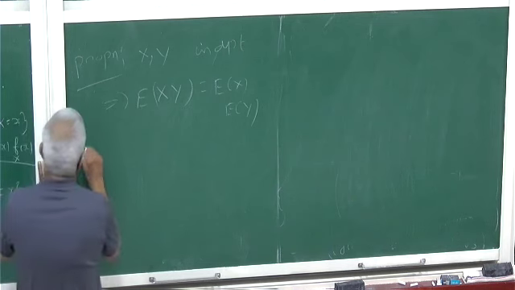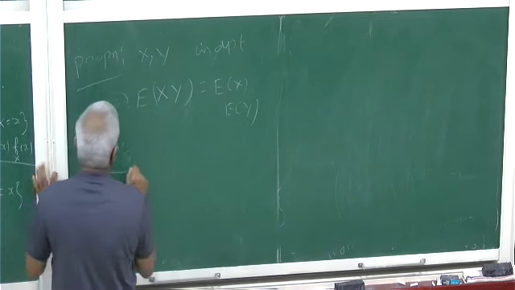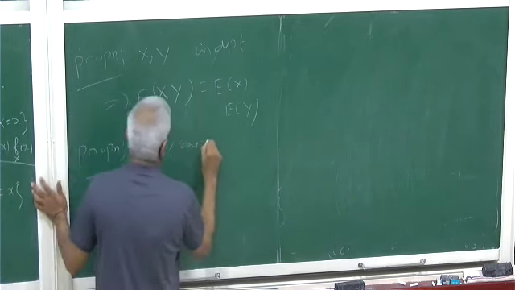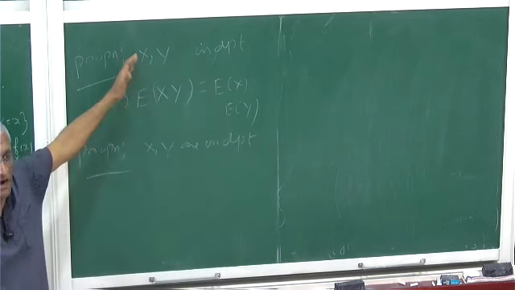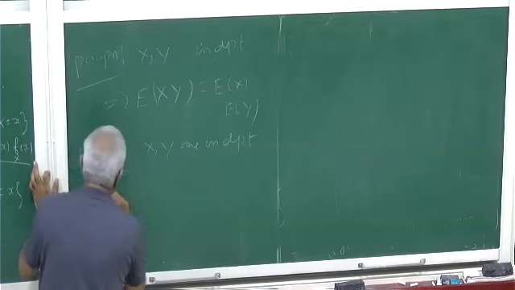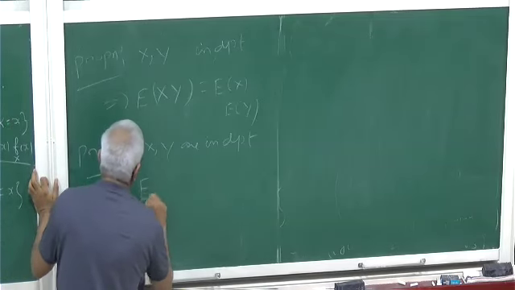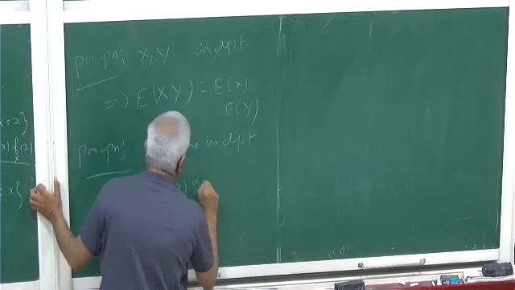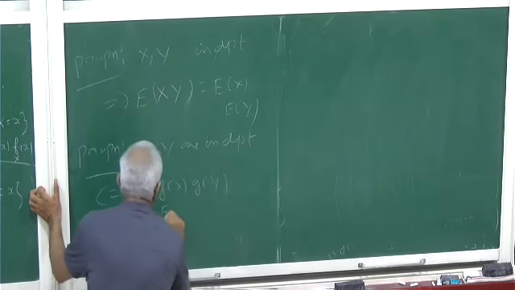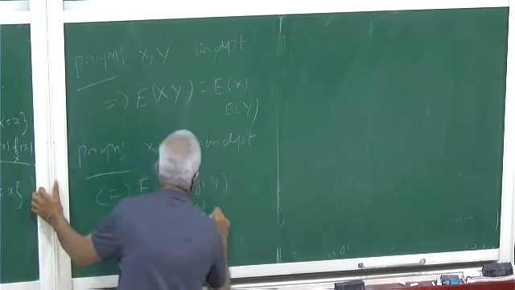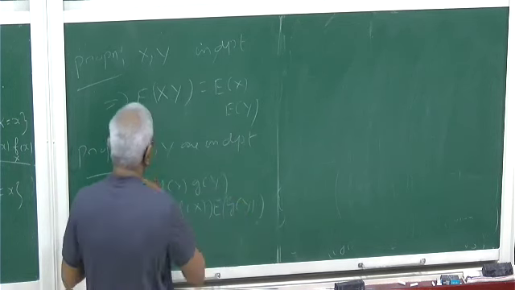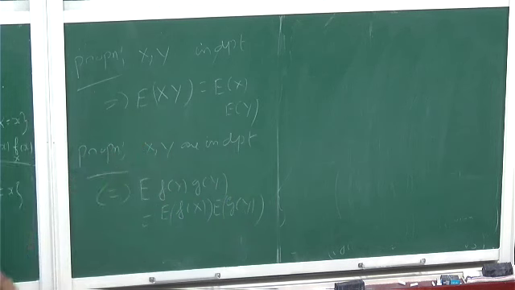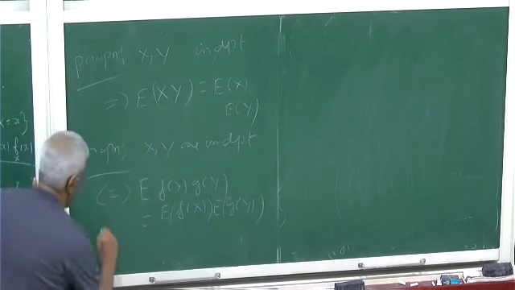Similarly, proposition: if X and Y are independent, the question is whether the converse is true. The converse is not true in this form. So for that we need if and only if: expectation of f of X, g of Y equals expectation of f of X times expectation of g of Y. If this is true, then they are also independent. It's true the other way, for all functions f and g.